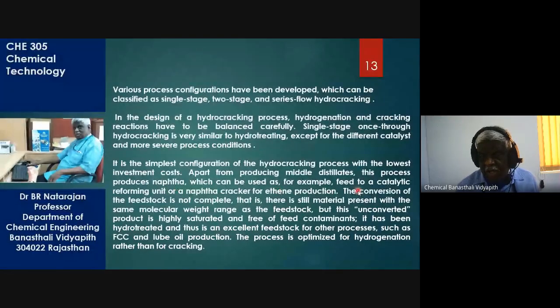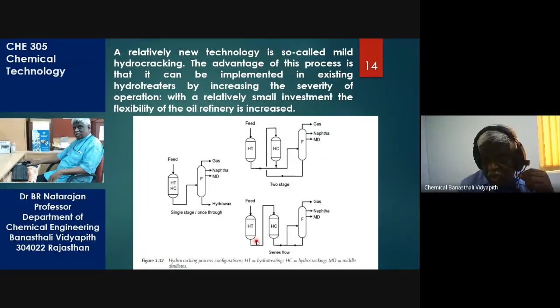It can be used, for example, as feed to a catalytic reforming unit or a naphtha cracker for ethene, that is ethylene production. The conversion of the feedstock is not complete, so still some material is present with molecular weight range as the feedstock, but the unconverted product is highly saturated and free of feed contaminants. It has been hydrotreated and thus is an excellent feedstock for other processes such as FCC and lube oil production. So remember, hydrocracking is also very useful in the production of lube oil, and the process is optimized for hydrogenation rather than for cracking.